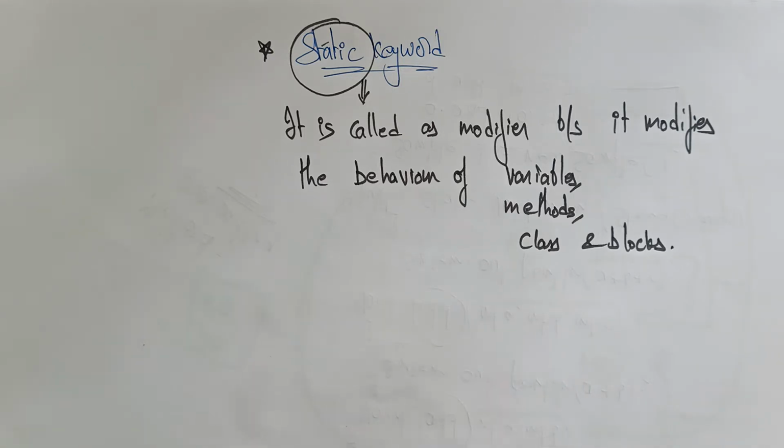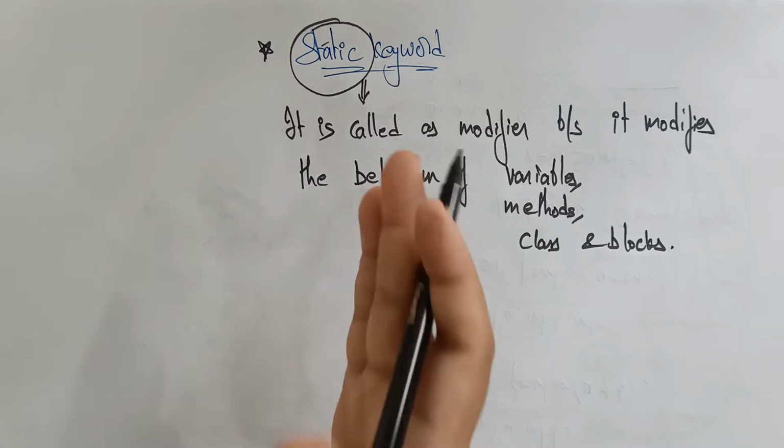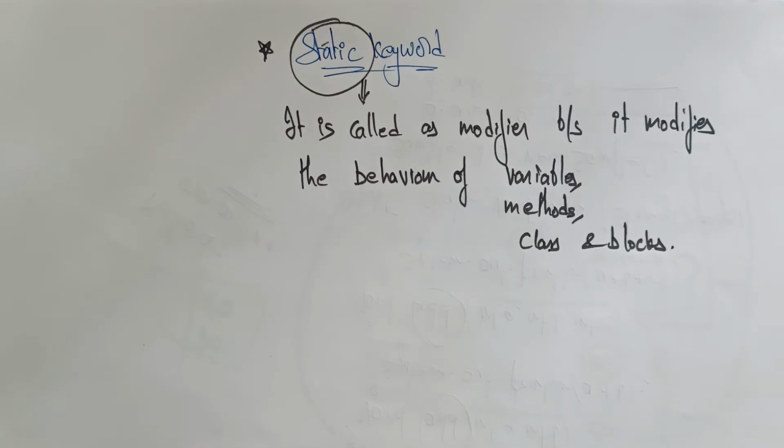In the instance variable, you need not mention it as an instance. But if you want to mention it as a class variable or a class method, whatever it may be, so for a variable and a method, if you mention it as static, then it is going to modify the behavior of that variable. So how is it going to modify it? What is that behavior? So now let's see.